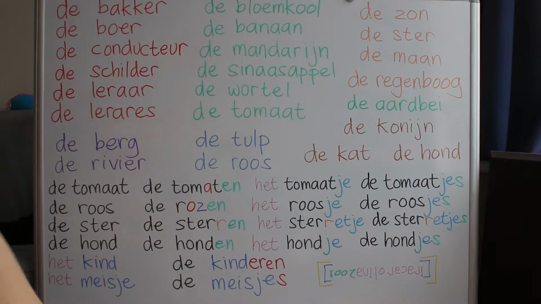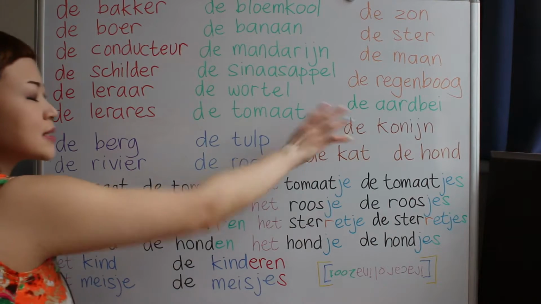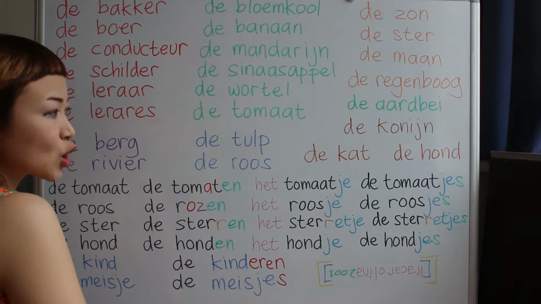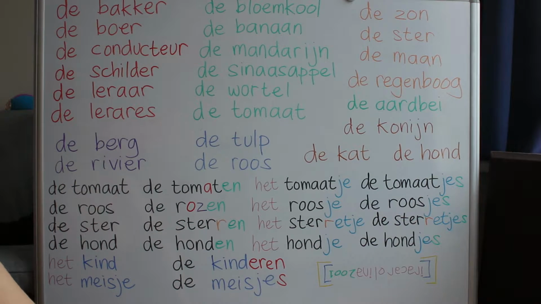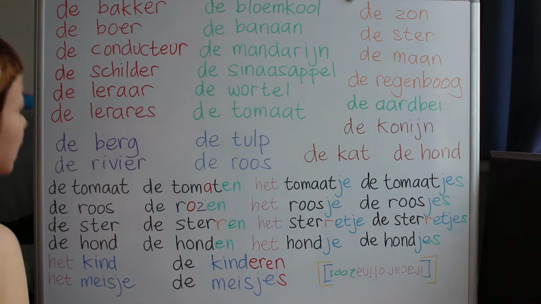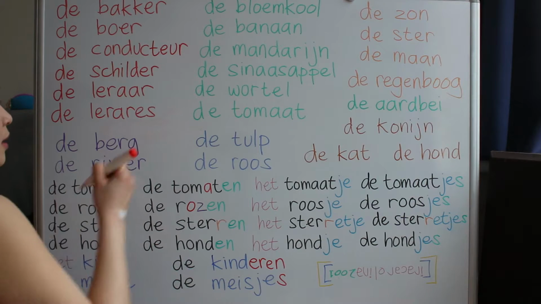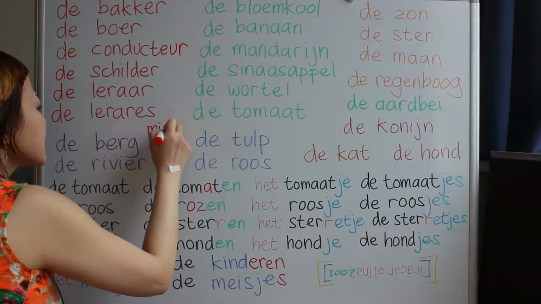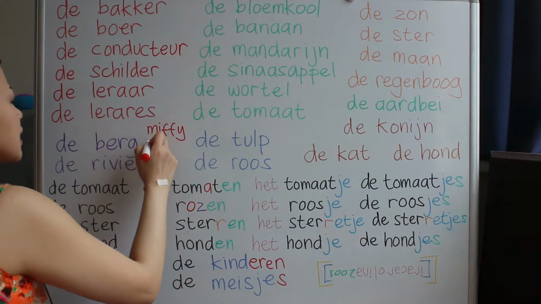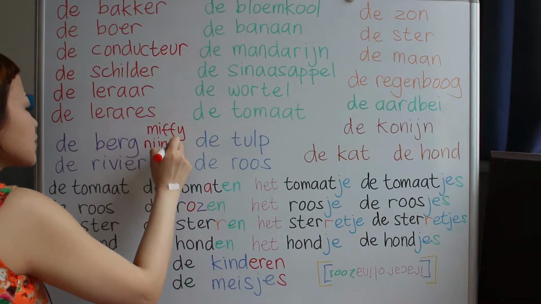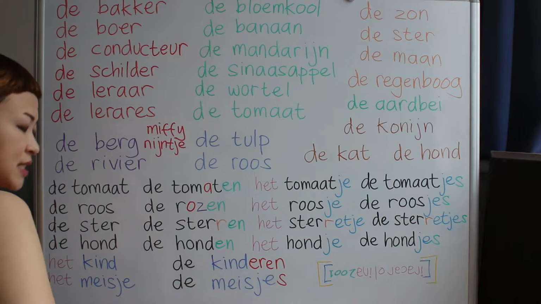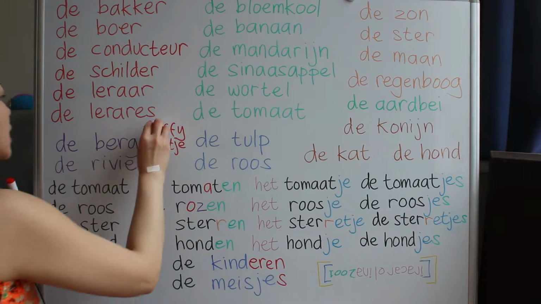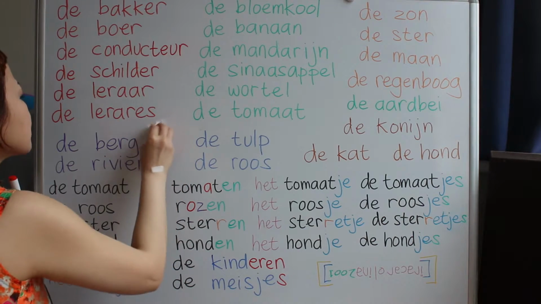One single word, regenboog. This is animal. De konijn, rabbit. Interesting thing, in Japan they have mochi. In Netherlands they have nijntje, from konijn and "tje", it becomes small rabbit, nijntje. Miffy in Japan and nijntje in Netherlands is the same. You can Google image to know it further.